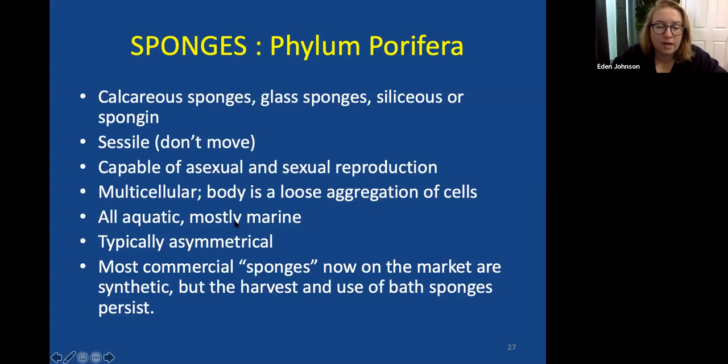They're all aquatic, mostly marine, meaning that mostly you're not going to find them in rivers, you'll find them in oceans, typically asymmetrical. And so what we know of as sponges are synthetic. They're not made from actual sponge organisms, but you do have some that you would put in your bathtub, for instance. They're not really for washing dishes, but you have some for washing your body that are real sponges.